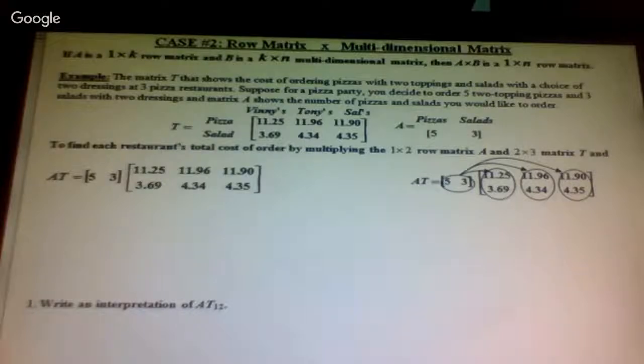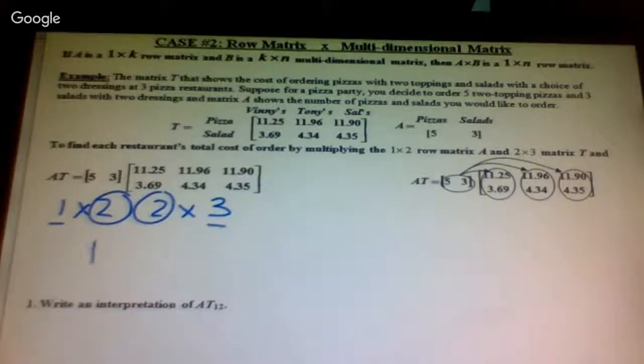Here's a multi-dimensional by a multi-dimensional. What I want to talk about is what it's going to end up being. So, if I have this, what matrix is it? 1 by 2, remember row by column. And this is a 2 by 3. So can I multiply them? Yes. These match, and my answer is going to be a 1 by 3.